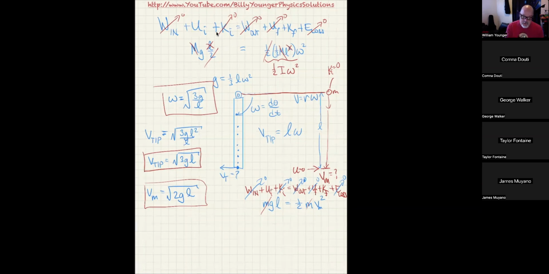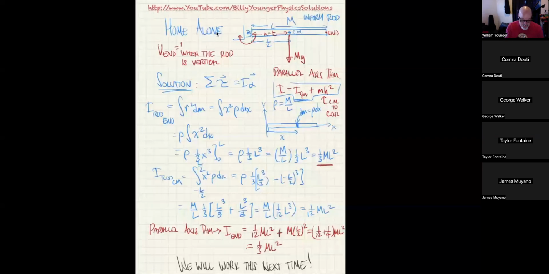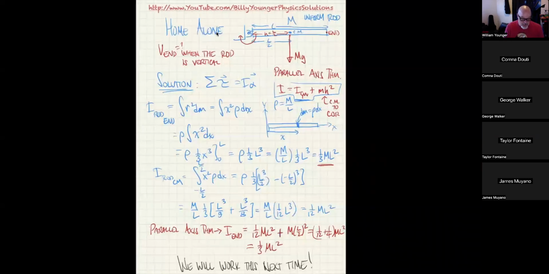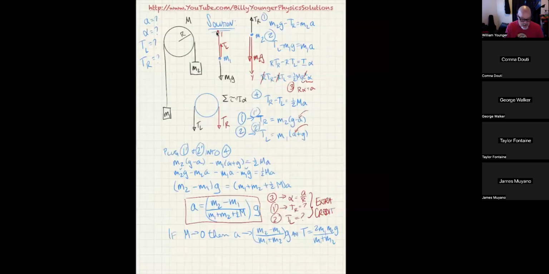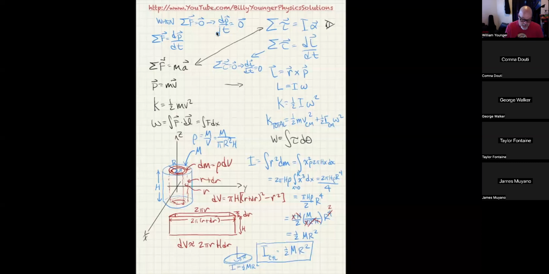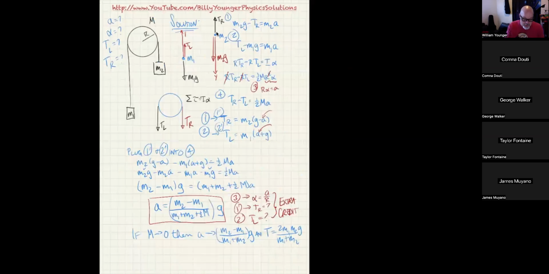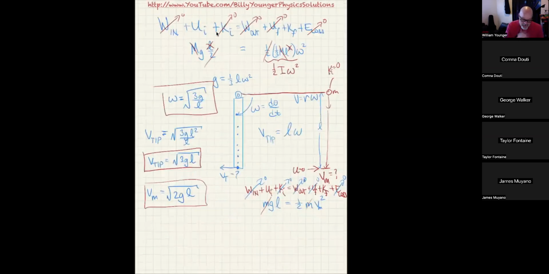Let me double check. This is the notes from last time. Yes, I did calculate the moment of inertia for the center of mass and about the end. And I also did it for a cylinder. So yeah, I did calculate all that. I also showed you these other equations, work equals torque times d theta. Okay, I just wanted to make sure I'd done all that.